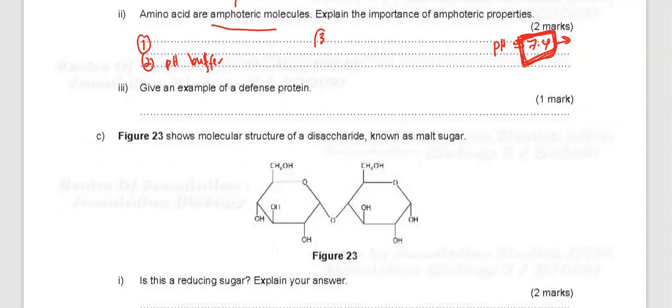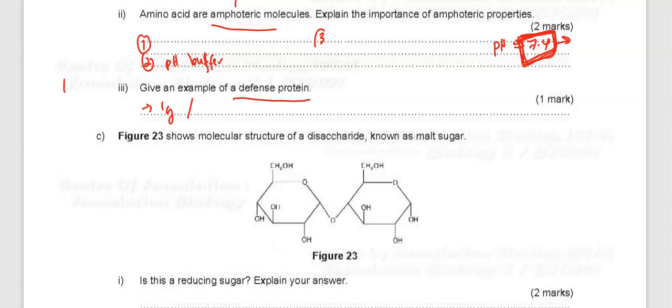Okay, number 3, give an example of a defense protein. Proteins that are present in your blood, for example, to protect from infection by pathogens that can cause disease. So you can have antibodies. Another term for antibodies is immunoglobulin or Ig. Or you can write lysozyme, which is a hydrolytic enzyme found in cells, which is to hydrolyze.